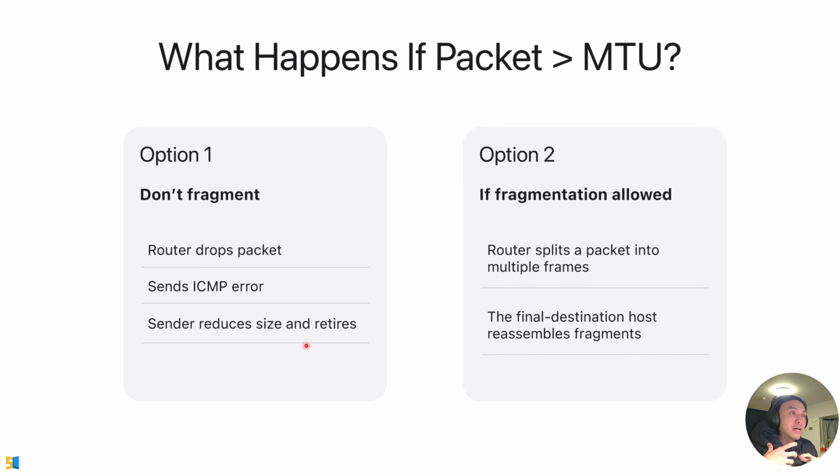to fragment the IP package if fragmentation is allowed, if every party in that route supports fragmentation. If that happens, the router can split the package into smaller packets so that each can fit into a single frame. And then the final destination host will reassemble these fragments back into one IP package.